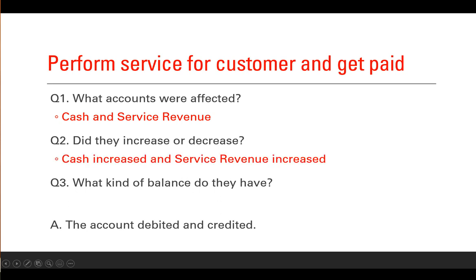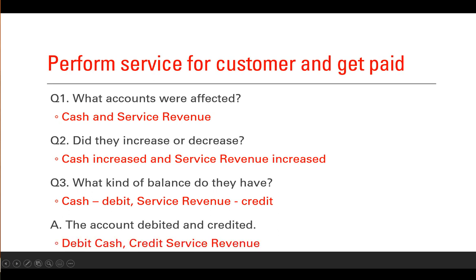What kind of balance do they have? Of course, we know cash is an asset, it has a debit balance, right? That should be getting easy now because you practiced a few of them and you're going to practice a bunch more later with all of your homework and your assignments. All right, and so service revenue increased. Service revenue has a credit balance. That's the R in dealer. So cash has a debit balance, service revenue has a credit balance. They're both going up, so we're going to debit cash and credit service revenue.